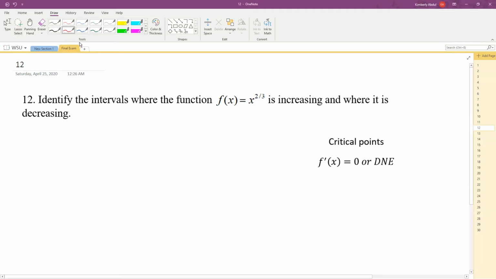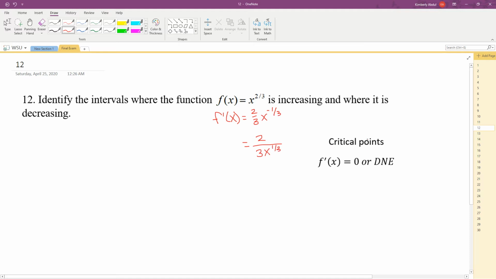All right, to find intervals where a function is increasing or decreasing, we're going to first figure out what the first derivative is. So here, the first derivative is going to be, I'm going to multiply by the exponent and then subtract the exponent by 1. So 2/3 minus 1 is -1/3. I can also write this as 2/3, and since the exponent is negative, I'm going to put it in the denominator.